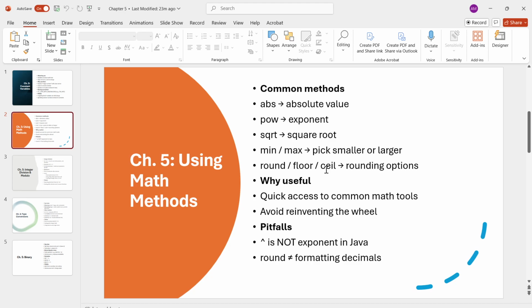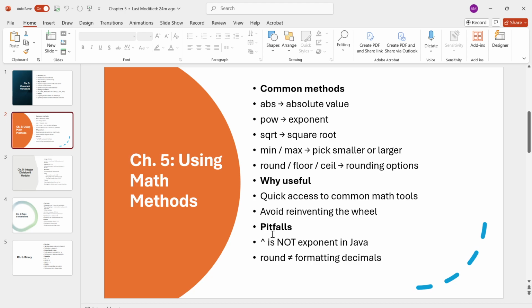An example is, imagine a game score system. If a player loses health, you use abs to make sure you only care about the magnitude of the drop. Or if you're simulating physics, you might need pow, exponent, for squaring a velocity, or square root for distance calculations.